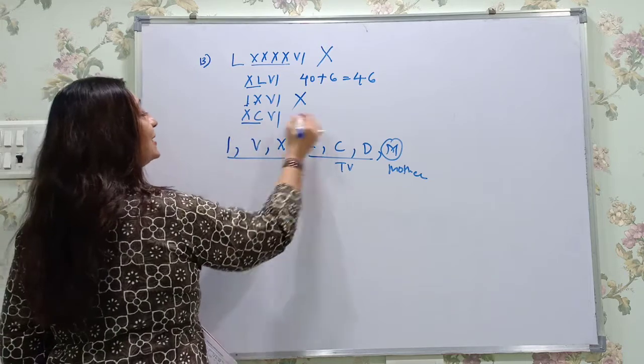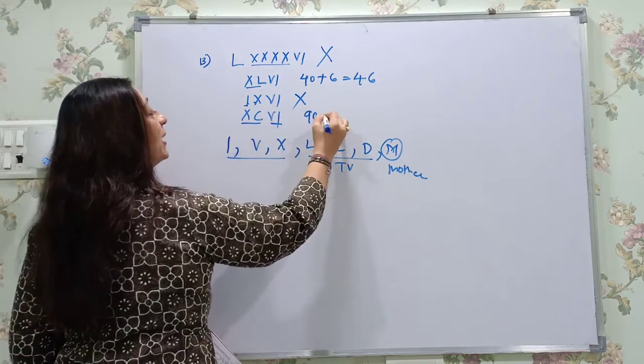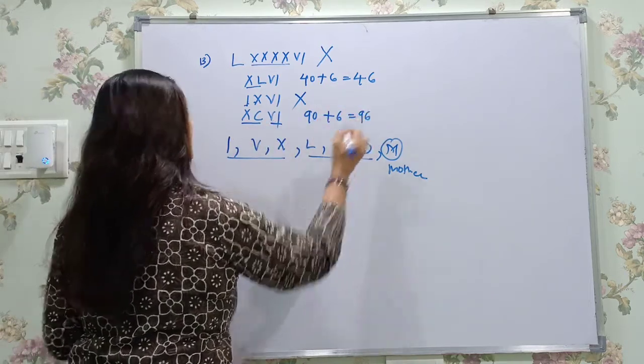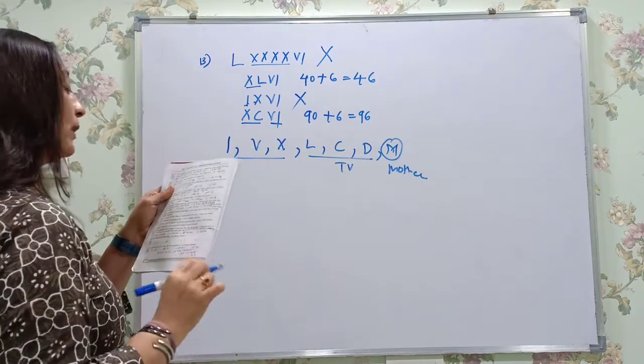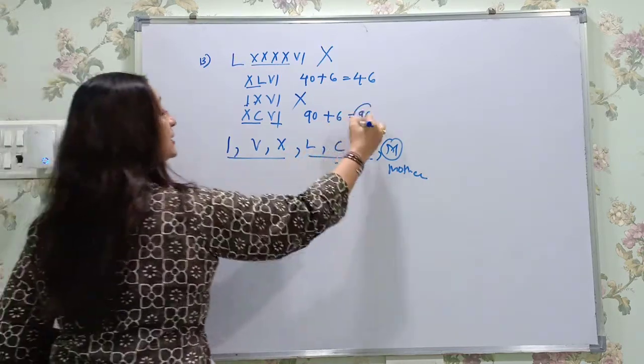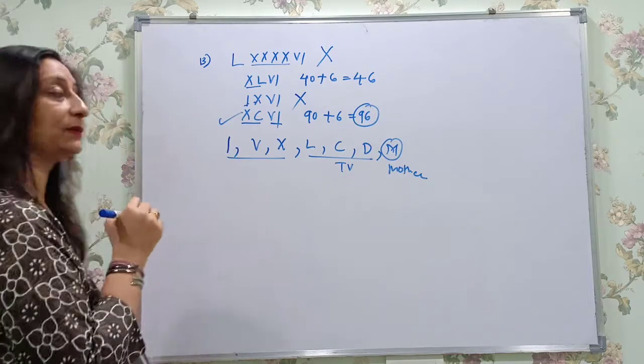So this Roman numeral is wrong, right? And what is this? XC is 90 and VI is 6. So it is 96. Now what is the question? Which Roman numeral represents the number 96? So this is the right answer.